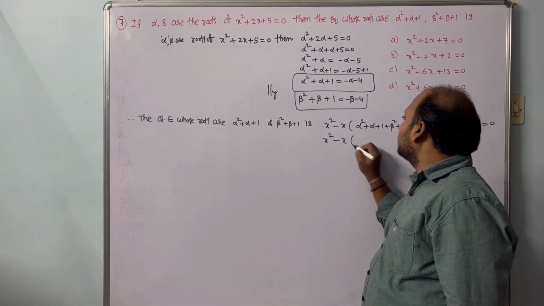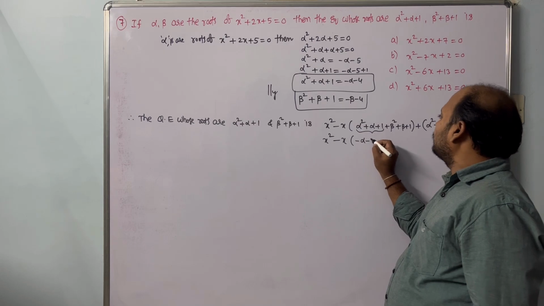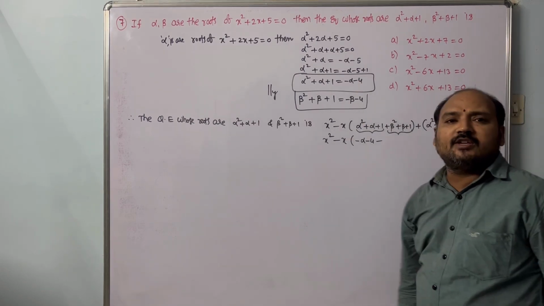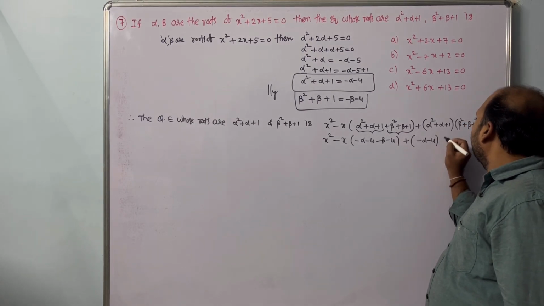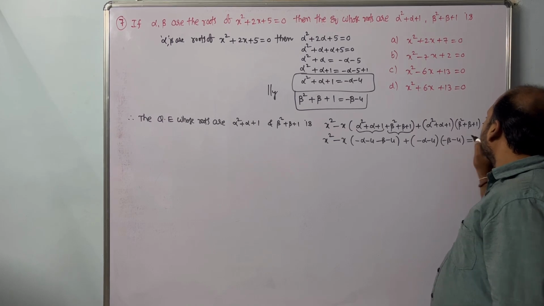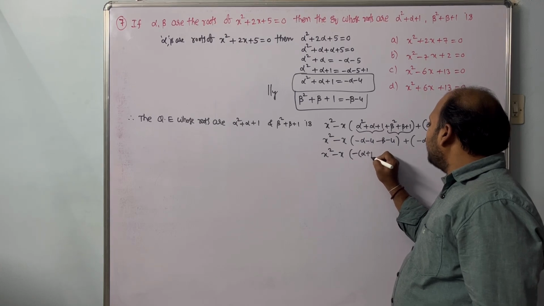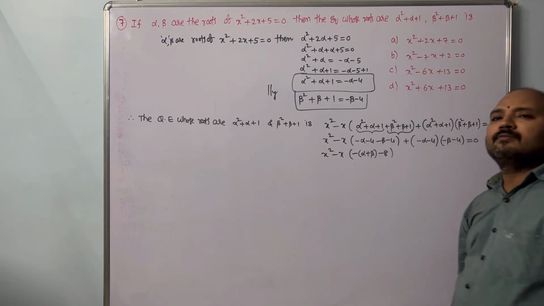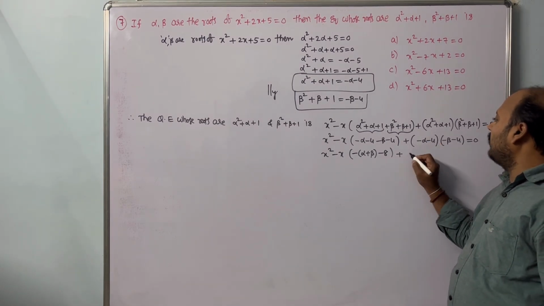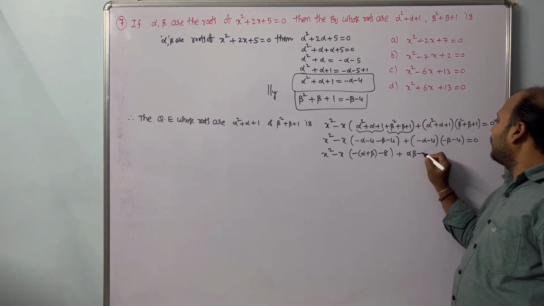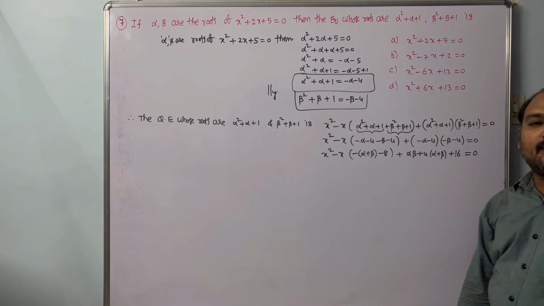x square minus x into alpha square plus alpha plus 1, what is it? Minus alpha minus 4. Beta square plus beta plus 1 value is what? Minus beta minus 4. Plus (minus alpha minus 4) into (minus beta minus 4). Okay. Now x square minus x into minus of (alpha plus beta) minus 8. Here also, minus taken common from here and here, it will be plus only. Alpha beta plus 4 into (alpha plus beta) plus 4 into 4 is 16 equal to 0, dear students.